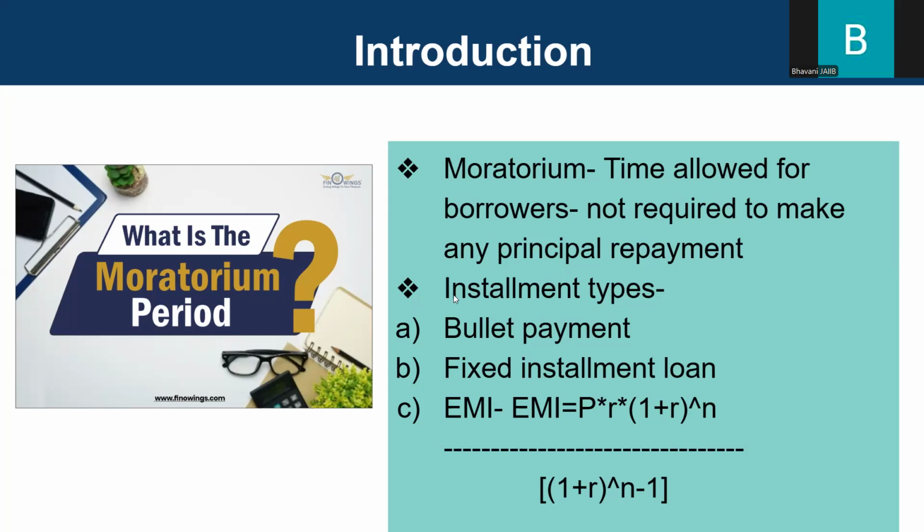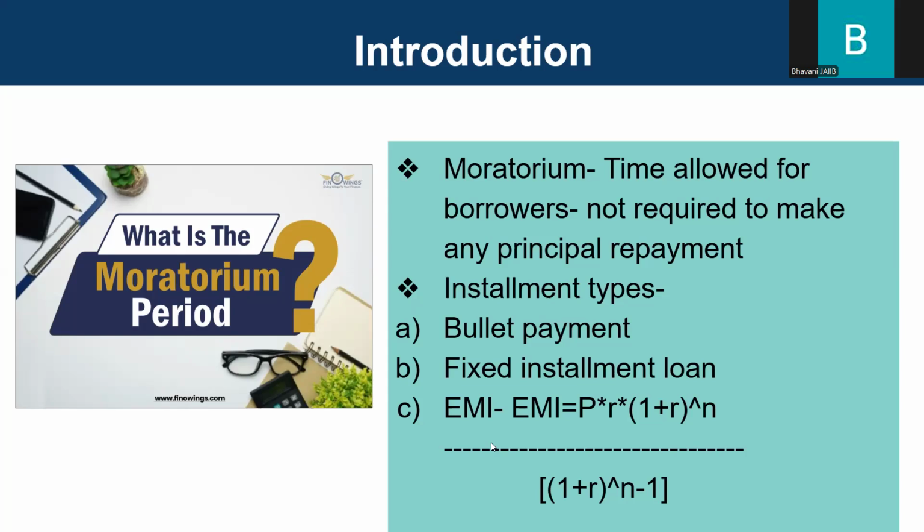There are three types of installments. The first one is the bullet repayment, where the loan amount with interest is paid in a single payment at the end of the loan period. Next is the fixed installment loan, where the borrower has to pay the loan installments along with the entire interest accrued in the account during that period. The last one is the EMI, the equated monthly installments, which we all know.